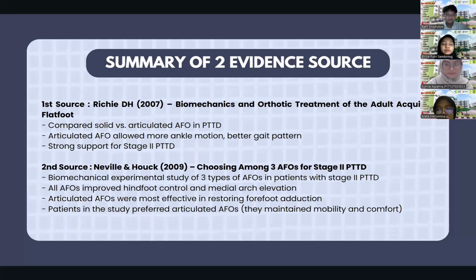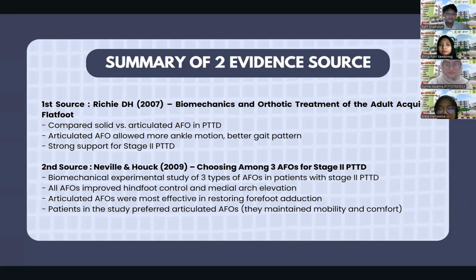This is a summary of two evidence sources. For the first source, Neville 27. The title is Biomechanics and Orthotic Treatment of the Adult Acquired Flatfoot. First, it compares solid versus articulated AFO in PTTD. The second is that articulated AFO allows more ankle motion and a better gait pattern. And the last is strong support for stage 2 PTTD.